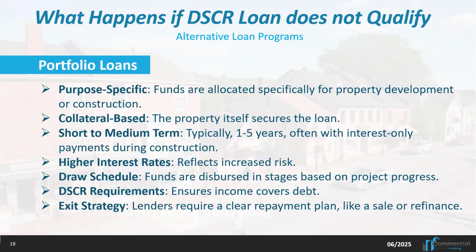This may be short to medium term, typically 1 to 5 years, often coming with interest-only payments. And this can have high interest rates because this reflects the increase in risk. The draw schedule means funds could be disbursed in stages based on the project progressing. If we move to the DSCR requirements, this basically ensures income covers the debt obligations, and this has to have a clear exit strategy because lenders require a repayment plan, maybe a sale or a refinance, to exit the loan. So if these criteria aren't met, borrowers may need to explore some alternative financing options or make some adjustments to their project plans.